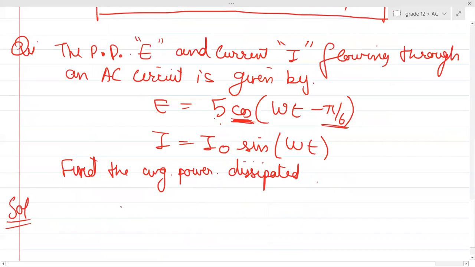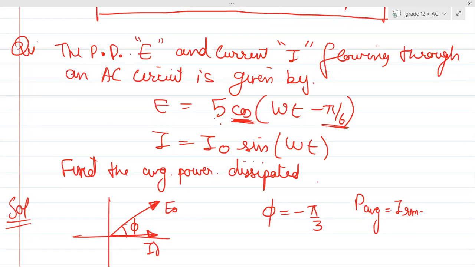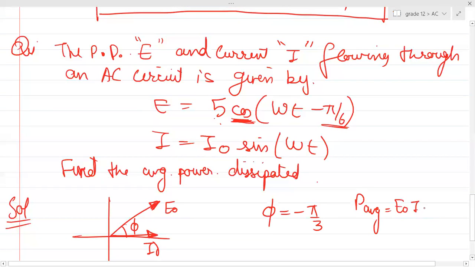Yes or no? So I can write the phase difference between them. This is your E naught and this is your I naught. The phase difference phi between them is minus pi by 3, right? Yes or no? Phase difference is minus pi by 3, right? You don't even respond. Yes, sir. The average power is basically IRMS, ERMS, or since IRMS, ERMS is not given to you, so E naught, I naught.